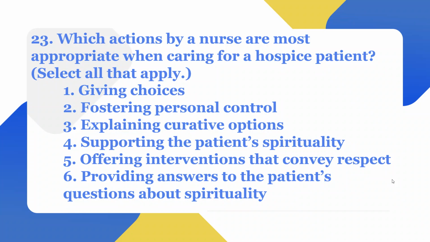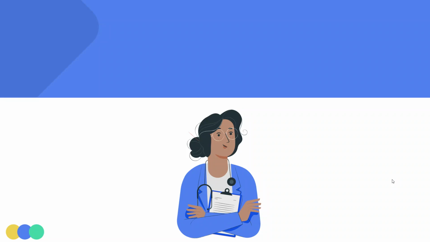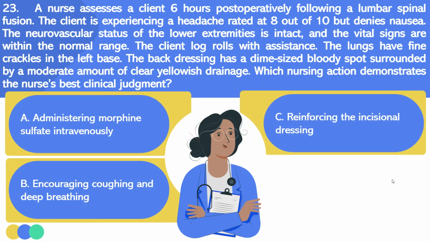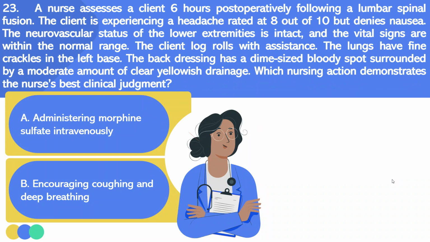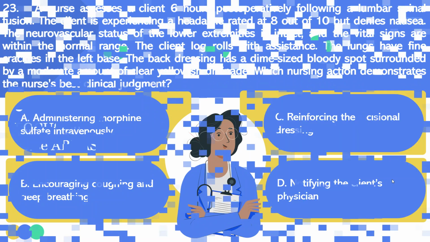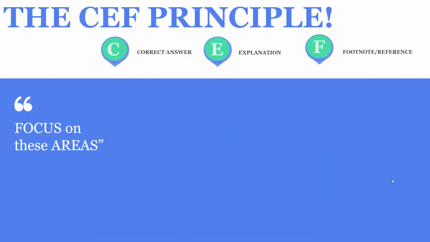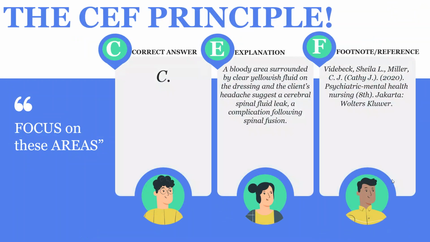But what is not included here is number 6, providing answers to patients' questions about spirituality, because that's not actually part of your responsibility. You might refer this one to the hospital chaplain. So the answer here is 1, 2, 4, and 5. And that should be letter C. That's letter C. Sorry, that's 1, 2, 4, and 5.